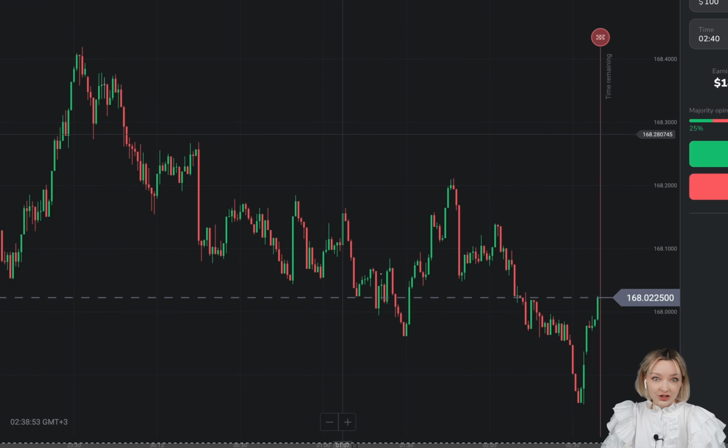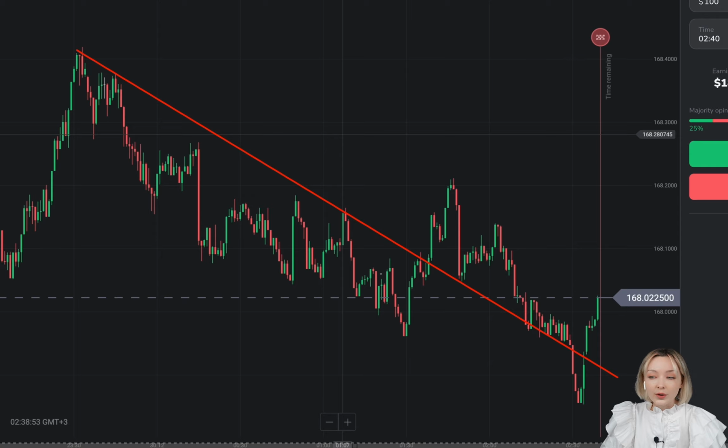What can we mention here? First of all, we're seeing a downtrend. Here's the trend line, something like that. And the price falsely broke through the line and got back up above the trend line.